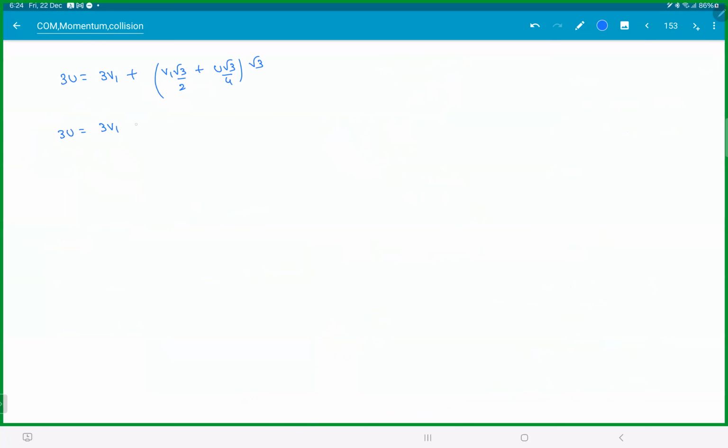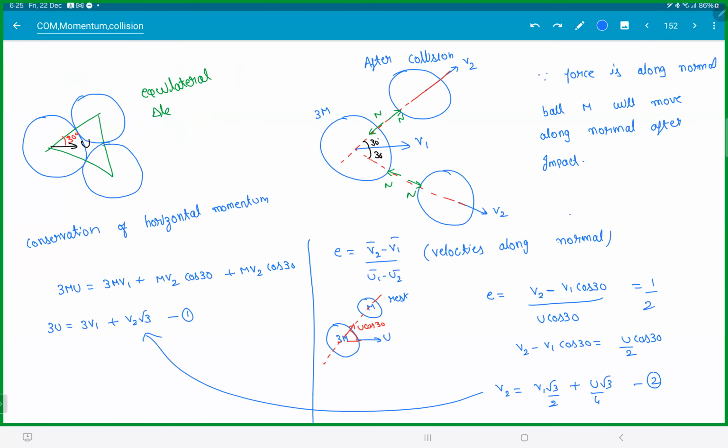This is 3u, 3v1, 3v1 by 2 plus 3u by 4. 3 cancels everywhere. That will be u minus u by 4. It will be v1 plus v1 by 2. 3u by 4 is equal to 3v1 by 2. v1 is u by 2. Interesting. And v2 will be, just dump it here, u root 3 by 2. U by 2, u root 3 by 4, u root 3 by 2.